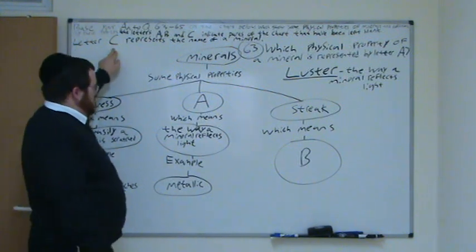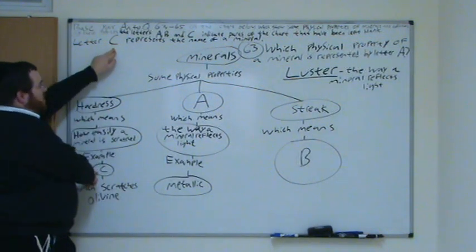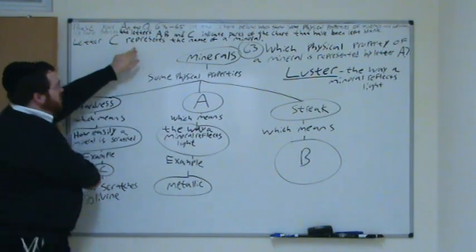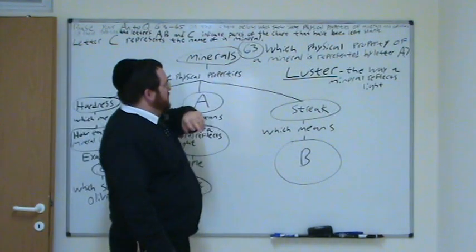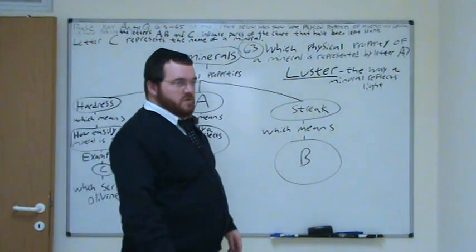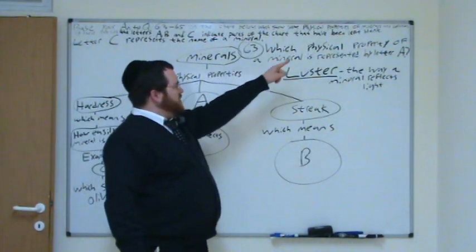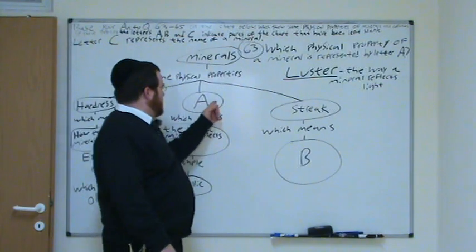Letter C, that's over here, represents the name of a mineral. Now for question 63, which physical property of a mineral is represented by letter A?